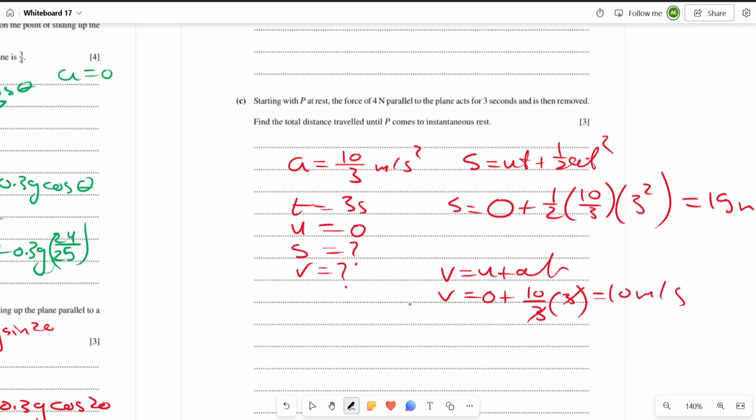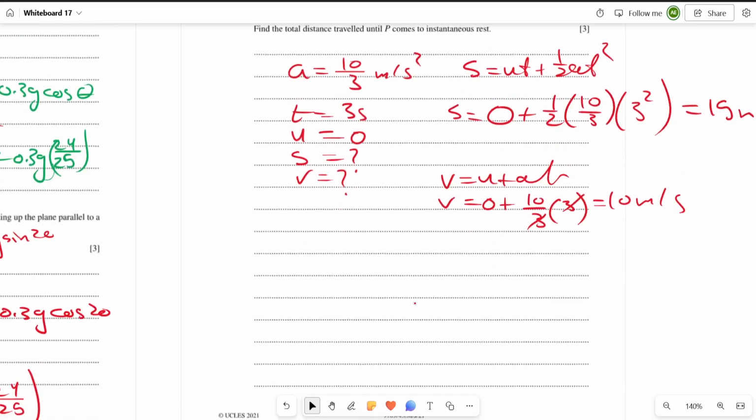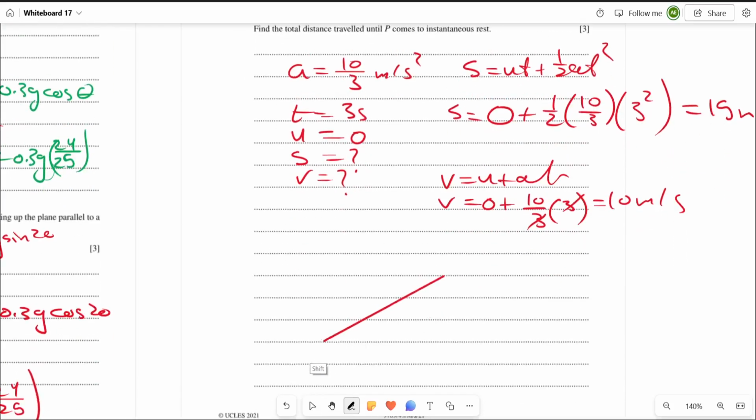Now, let's think about the changes that happened when this force is removed. Again, I told you, whenever a force is removed, a force is added, anything changes, you need to redraw your whole thing. So now, the forces acting on the object are going to be the weight, 0.3 g, and the normal. And the object is still moving upwards, even though the 4 Newton force is removed. It's moving upwards because it had some velocity. It was moving with 10 meters per second.